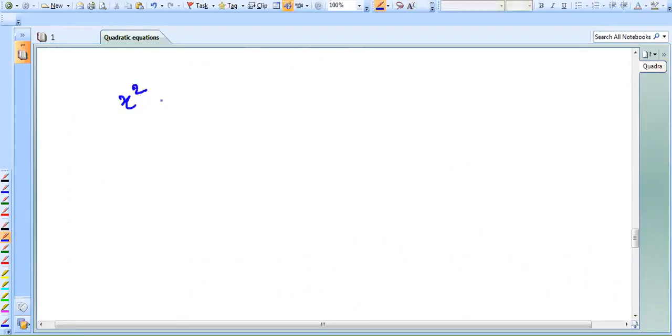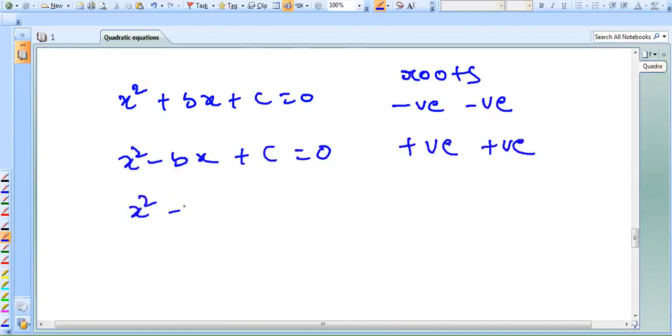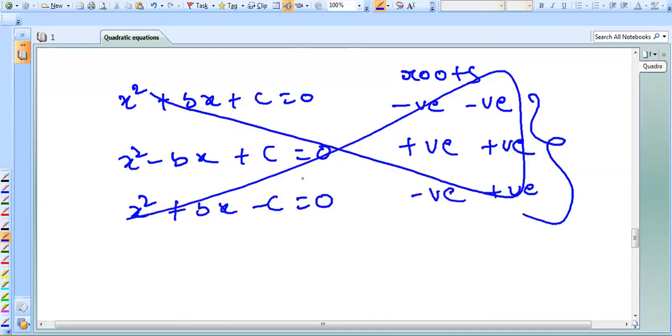x square plus bx plus c is equals to 0. Roots will be negative. Here x square minus bx plus c is equals to 0. Both roots are positive. X square plus bx minus c is equals to 0. Roots will be positive. By using these signs, you can't do anything.